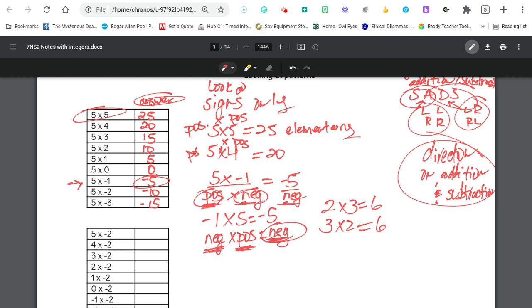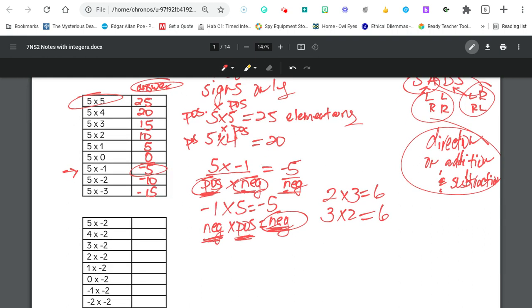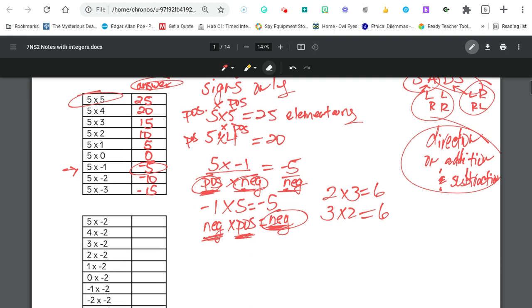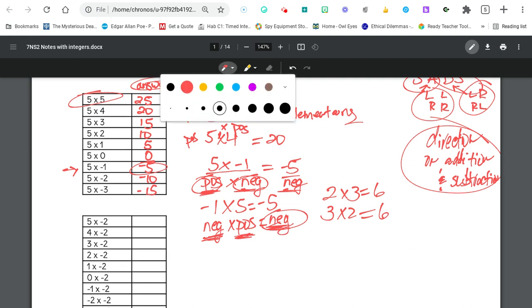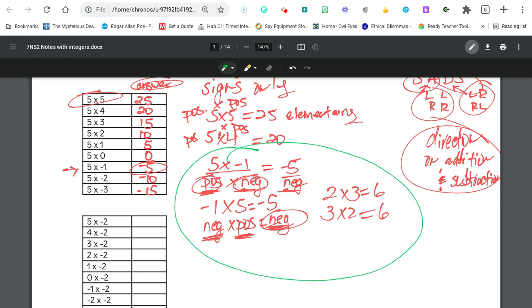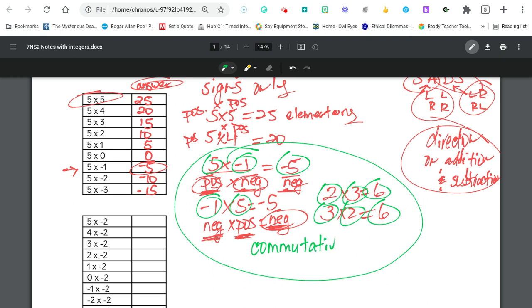But we're going to keep going through and check things out. And I need to make sure we understand what property this is. What property is this? I'm going to circle this. When I say 5 times negative 1 is negative 5, and then I switch it and say negative 1 times 5, or 2 times 3 is 6, and 3 times 2 is also 6. If you switch the numbers around on multiplication or addition, that's called the commutative property. The order in which you multiply doesn't matter. You're going to get the same answer.